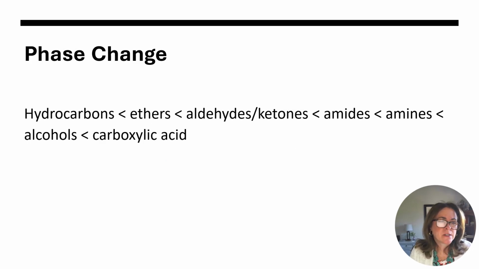And then last, our phase changes. Again, we've seen this on repeat. Notice now that the carboxylic acids are going to have the highest melting and boiling point. So they surpass alcohols.